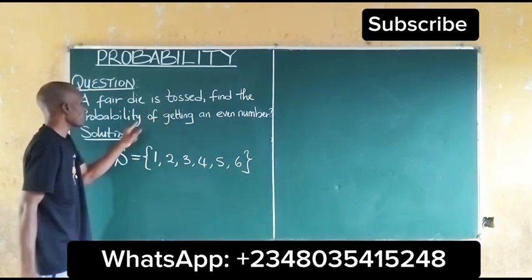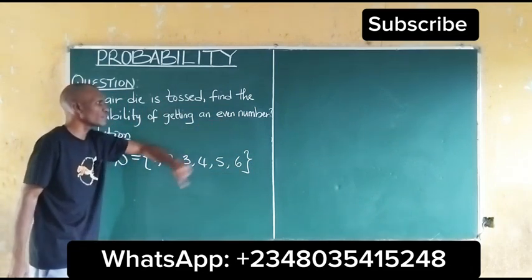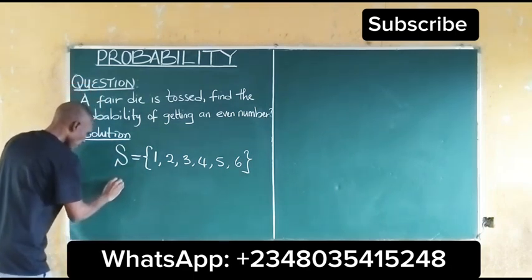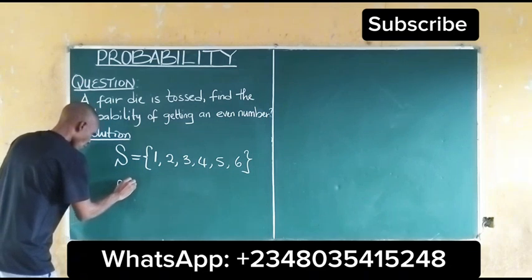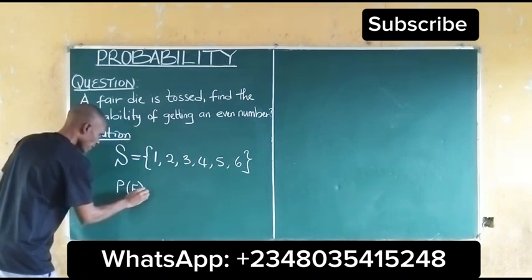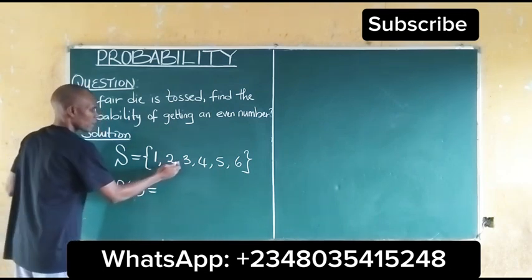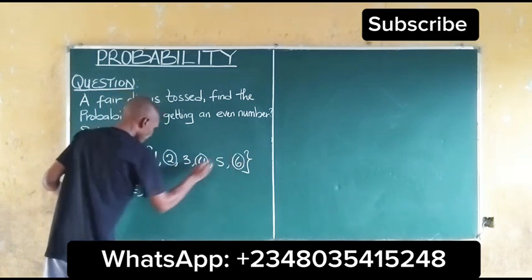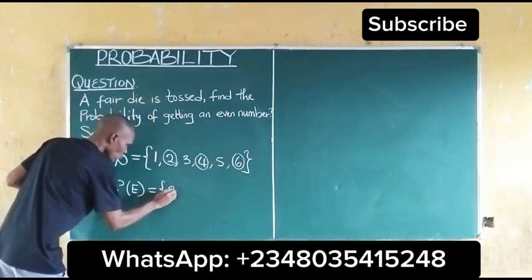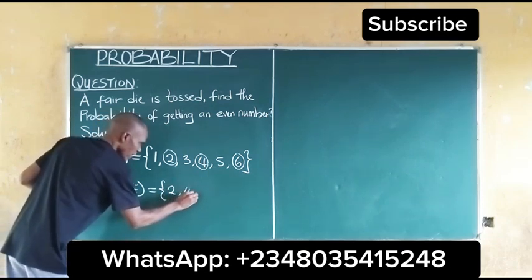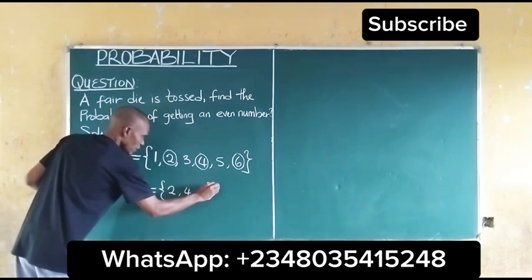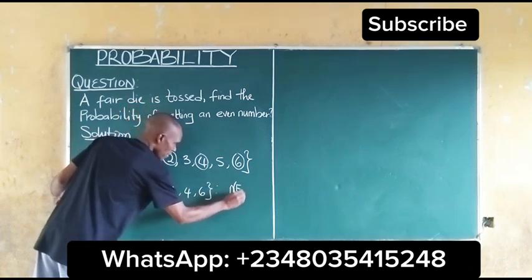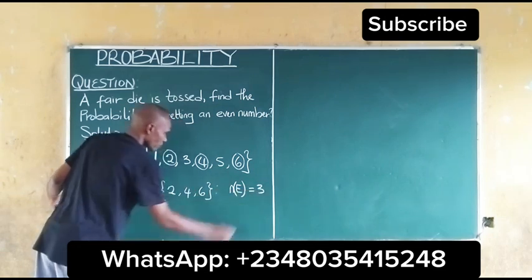Now, we said find the probability of getting an even number. Of course, the probability of an even number will be, how many even numbers do we have here? 2, 4, and 6. That means we have 2, 4, and 6. It then means that the number of even numbers is 3.